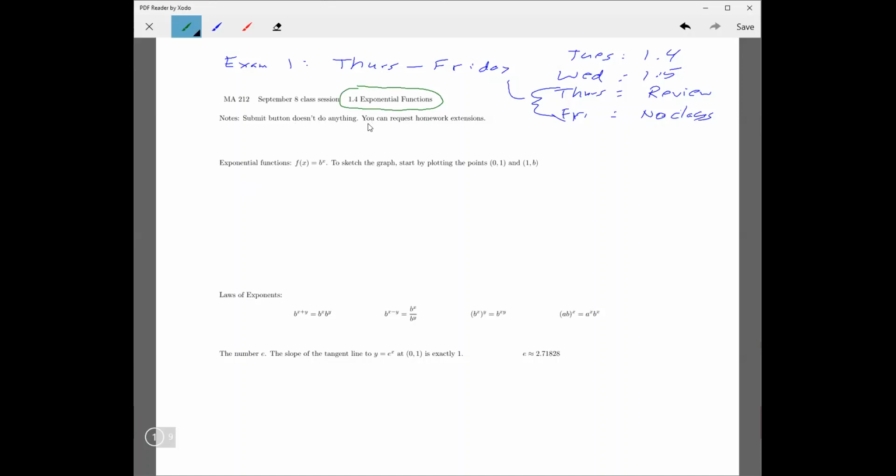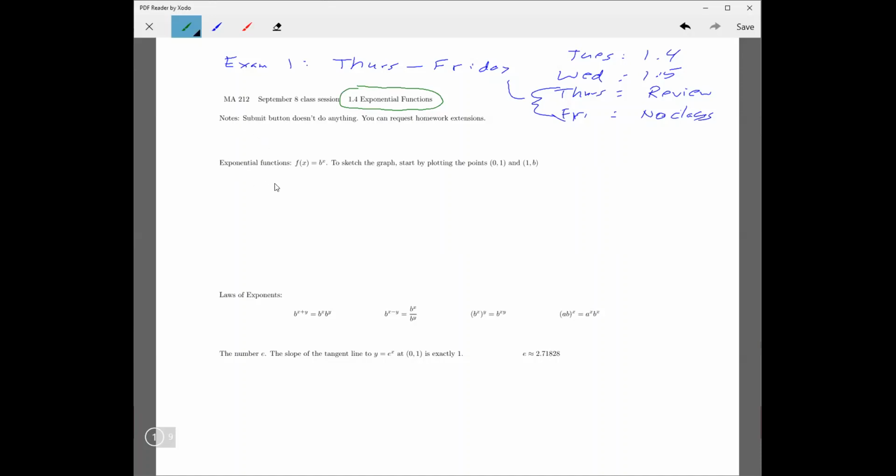Also, just a reminder that if you don't have a 100% score on a homework and you want to get 100%, you can request a homework extension. You do that by going to the past homework assignments, and on the assignment that you'd like extended, you click request extension, and then you put in a date and a reason.